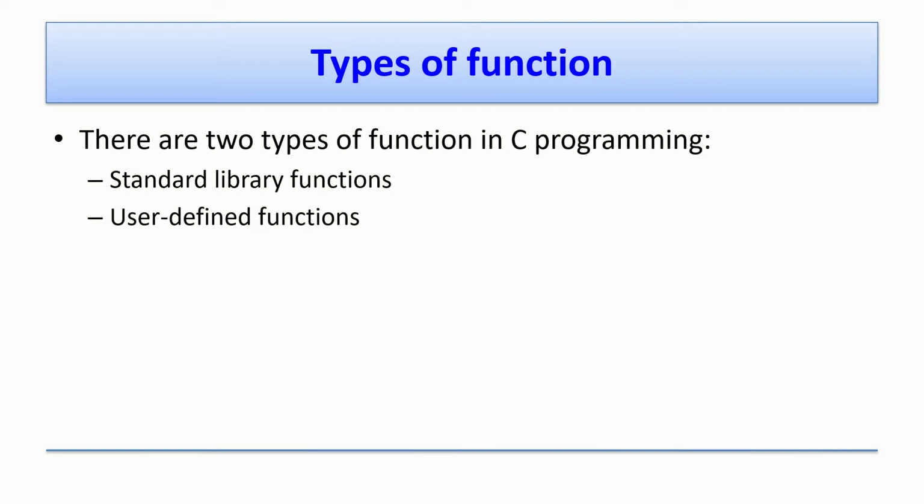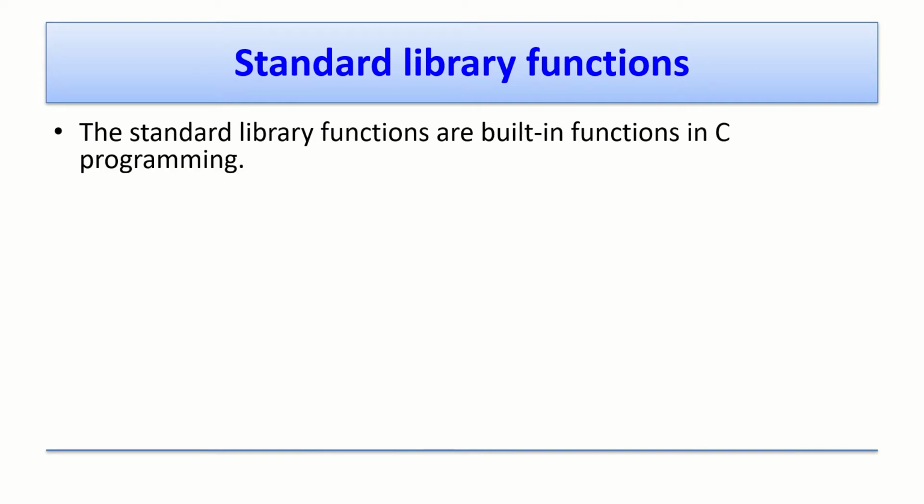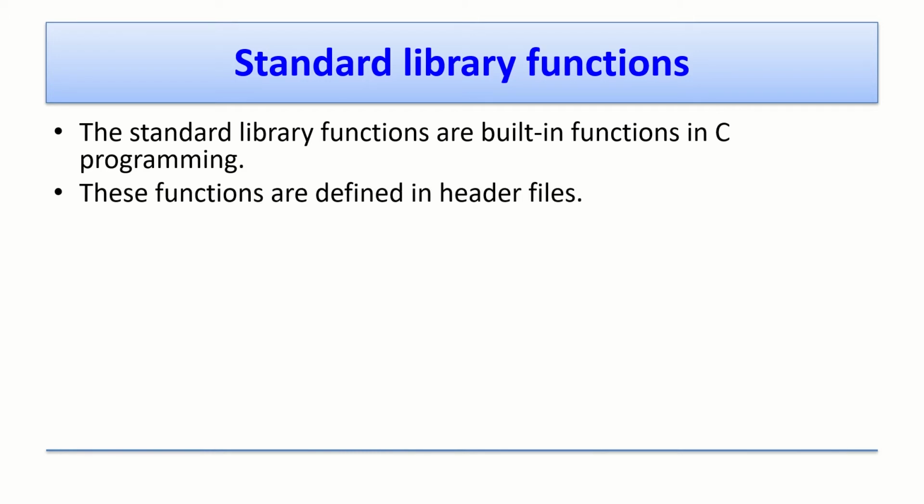So now we know how to define functions, right? So first one is standard library functions. The standard library functions are built-in functions in C programming. These functions are defined in header files. That means if you want to use a particular standard library function, we have to import the relevant header file. Those are the files which contain the standard library functions.